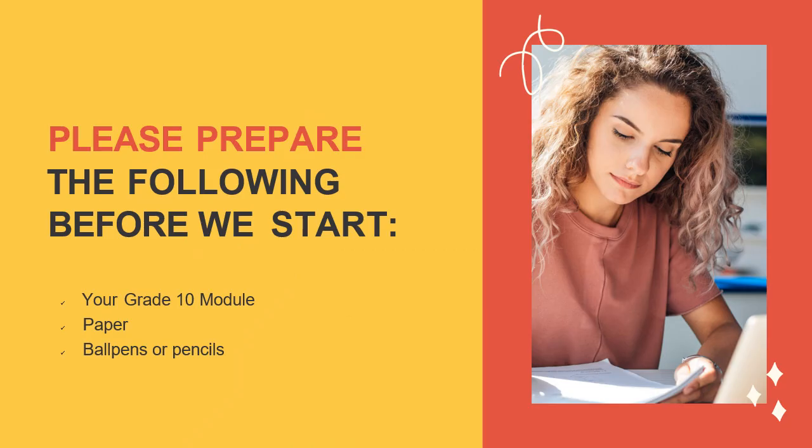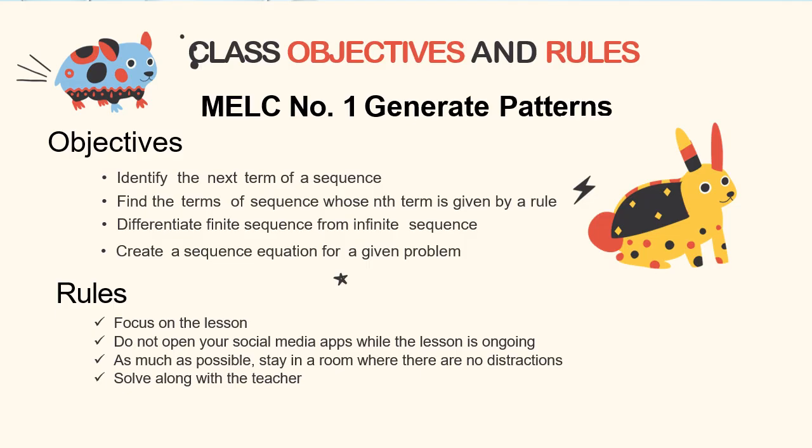Before we start, please prepare the following: your grade 10 modules, your paper for the solutions, and your ballpens or your pencils. Today you're going to identify the next term of a sequence, find the terms of a sequence whose nth term is given by a rule, differentiate finite sequence from infinite sequence, and create a sequence equation for a given problem. This is all under the most essential learning competency number 1, generate patterns.